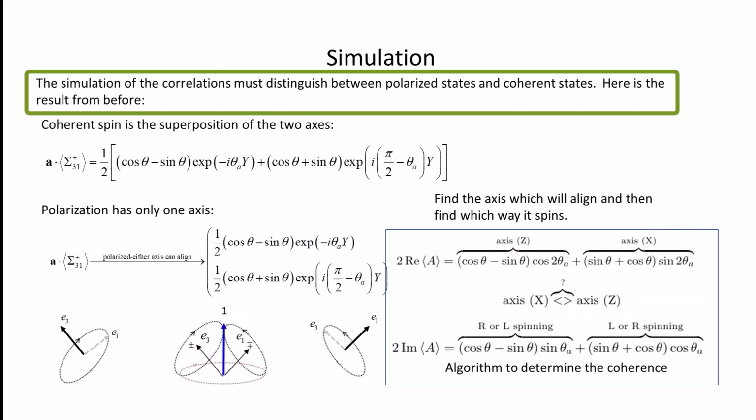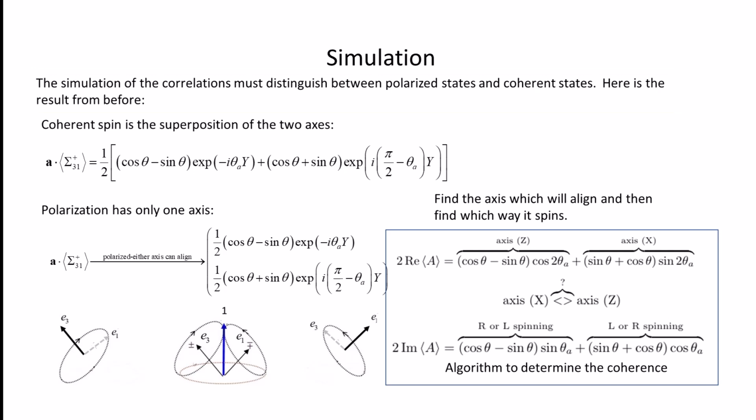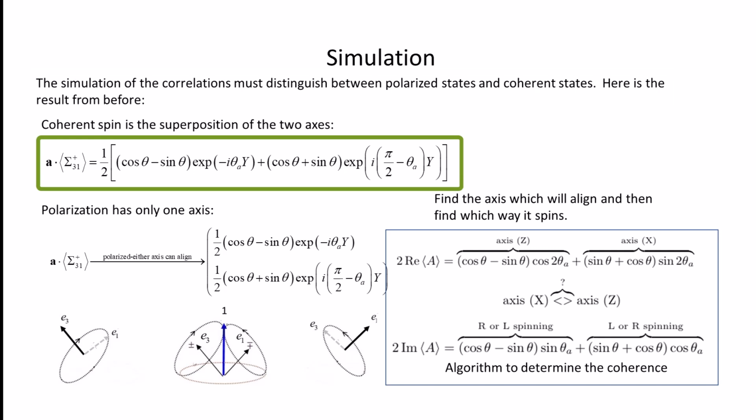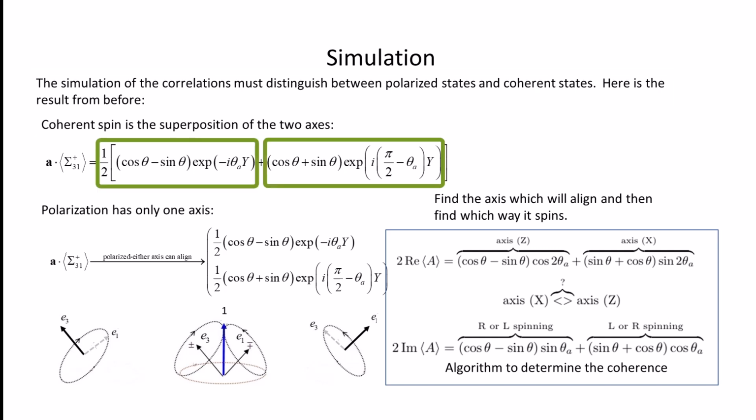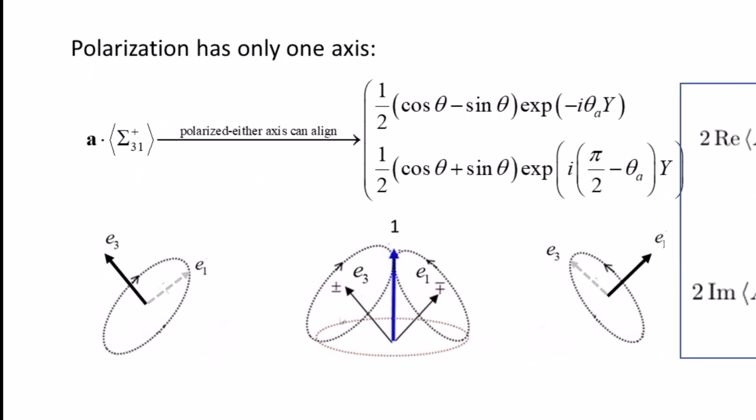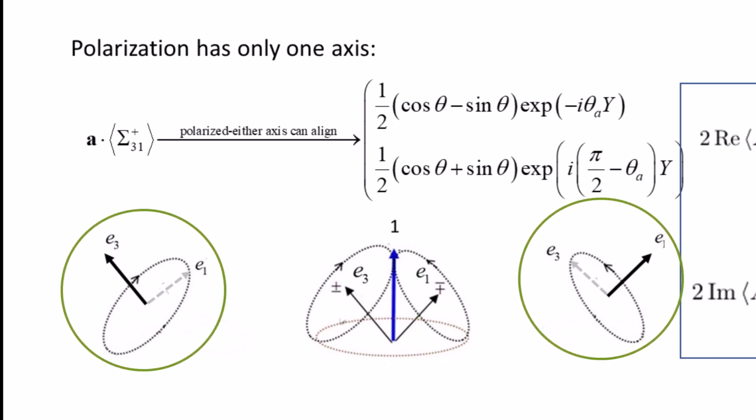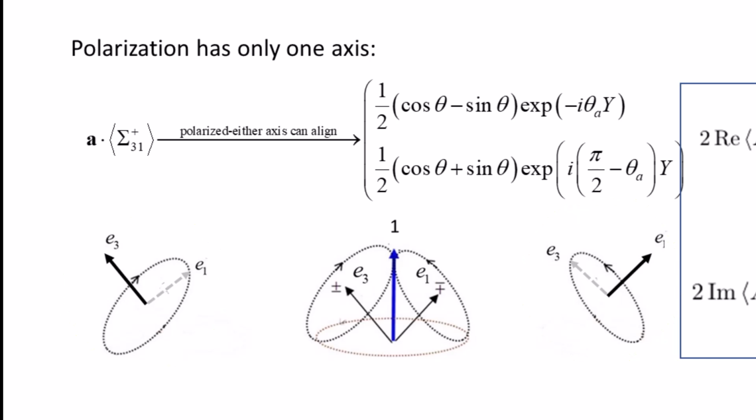The correlation must distinguish between polarized states and coherent states. Here is the result written from before, and it expresses the two axes of the quaternion spin in the laboratory fixed frame. From the figure, a coherent spin has both axes coupled to the resonant spin, but the polarization states have only one, either E1 or E3. Here are some possible filter settings.